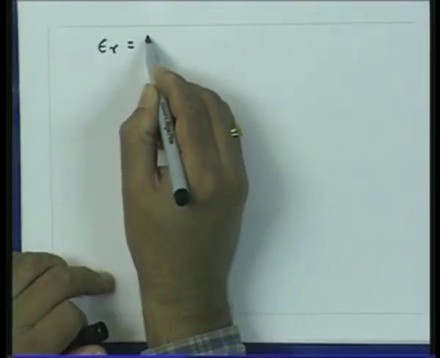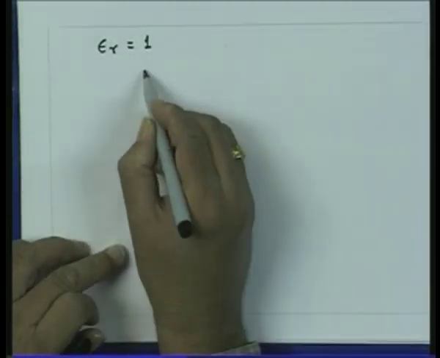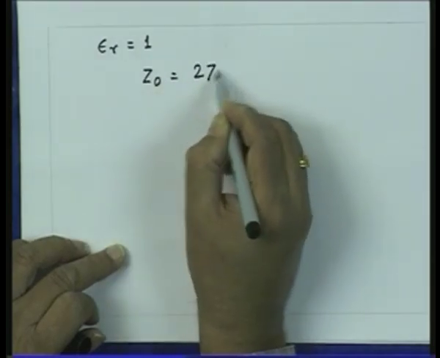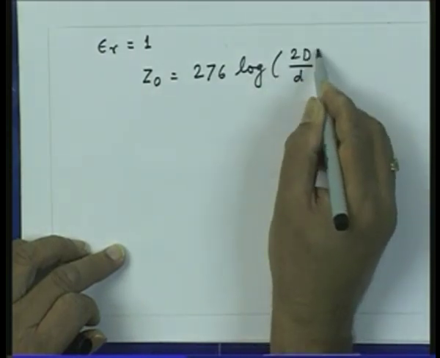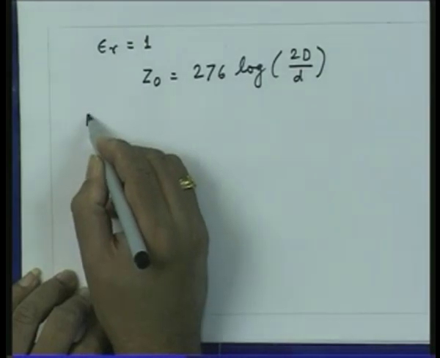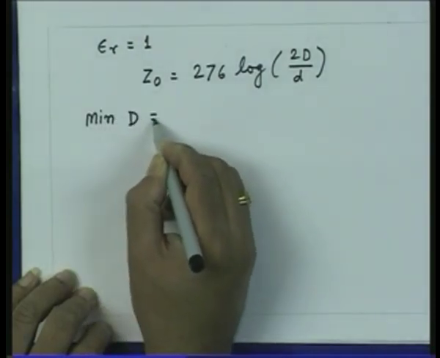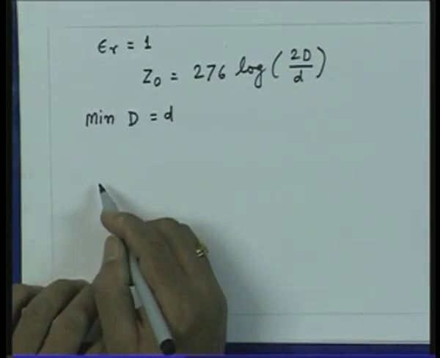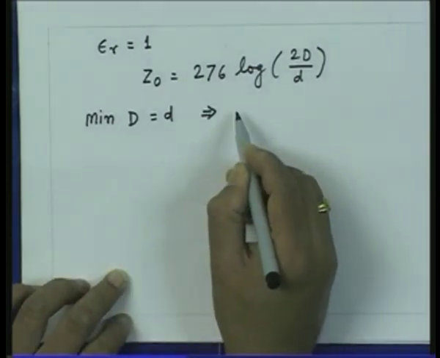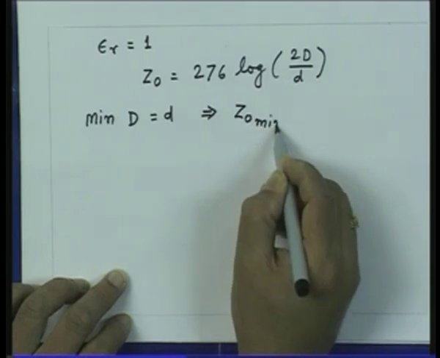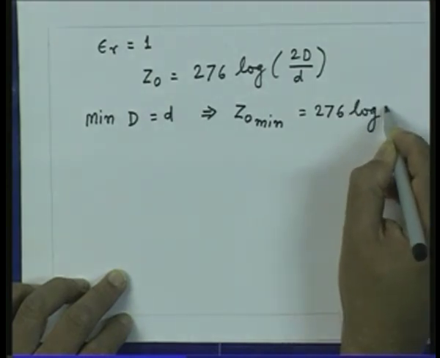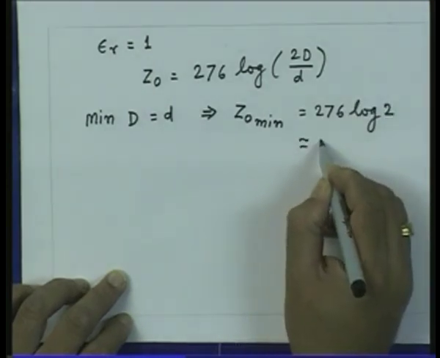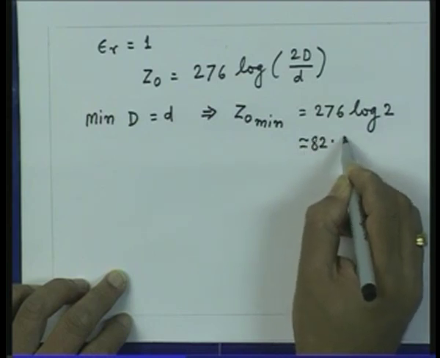So, if I take epsilon r equal to 1, then Z0 will be 276 log of 2D upon d. So, for minimum, D equal to d, we get Z0 minimum, that is 276 log of 2, approximately 82.8 ohms.